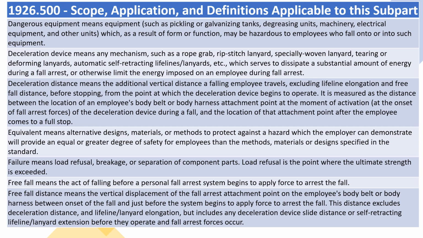Deceleration distance means the additional vertical distance a falling employee travels, excluding lifeline elongation and free fall distance, before stopping, from the point at which the deceleration device begins to operate. It is measured as the distance between the location of an employee's body belt or body harness attachment point at the moment of activation, at the onset of fall arrest forces of the deceleration device during a fall, and the location of that attachment point after the employee comes to a full stop.